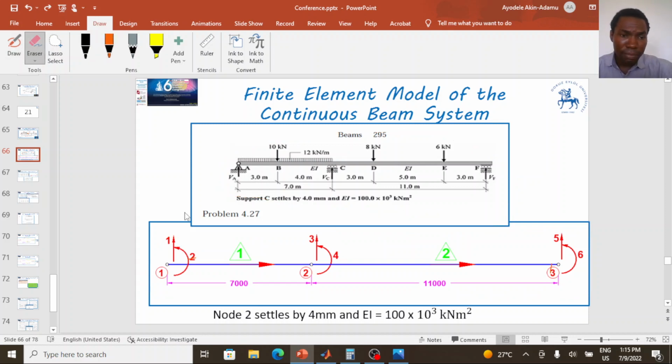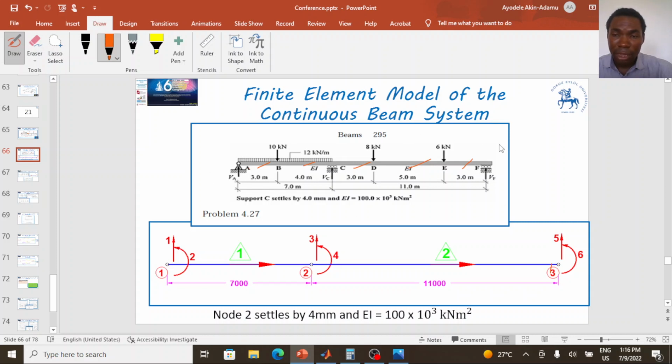There are actually two ways of defining the finite element model for this beam system. I can define the finite element model by dividing this problem into 5 finite elements. The part between node A and node B is one finite element. The part between node B and C is another finite element. The part between C and D is another finite element. DE is another finite element. EF is another finite element.